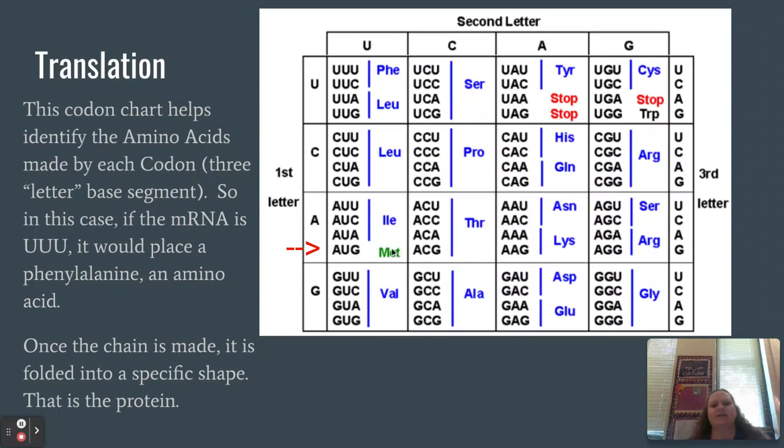I want you to notice that the MET is in green. It's in a different color. That's because MET, literally that amino acid, all it means is start. Start paying attention here. And then, of course, we have 3, UGA, UAA, and UAG. These all mean stop. This means we've reached the end of the gene. Stop adding amino acids. Stop paying attention.